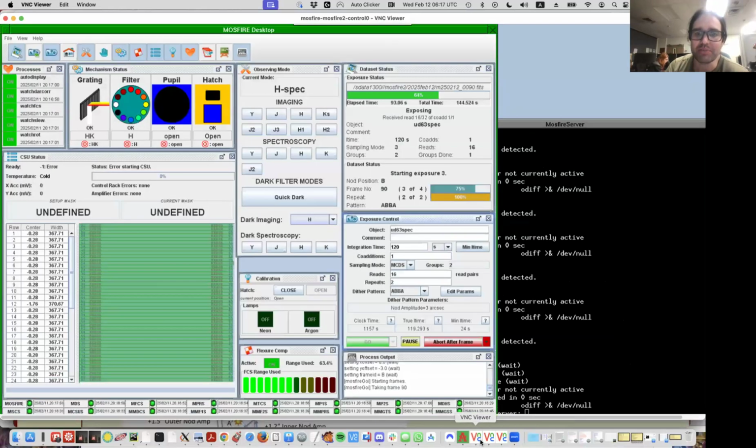So how are we doing here? We're on exposure 3 or 4. So we're going to do K after this, right? Matthew? Yep, we should do K after this. We're doing K after this.